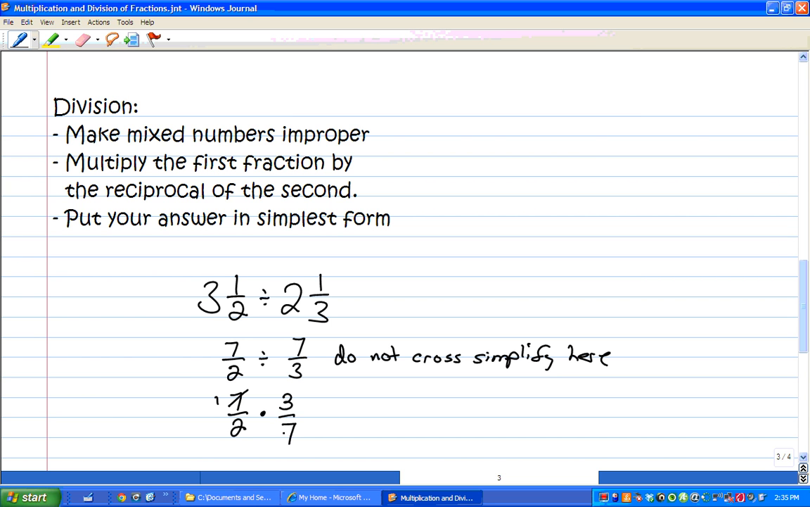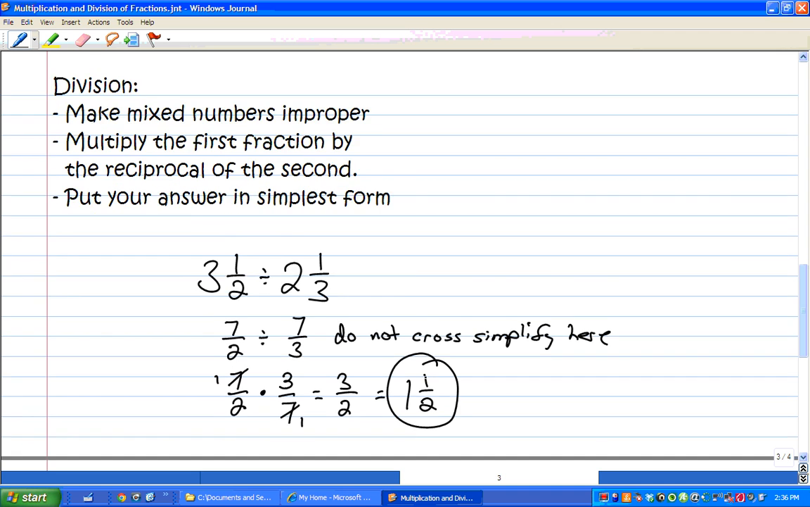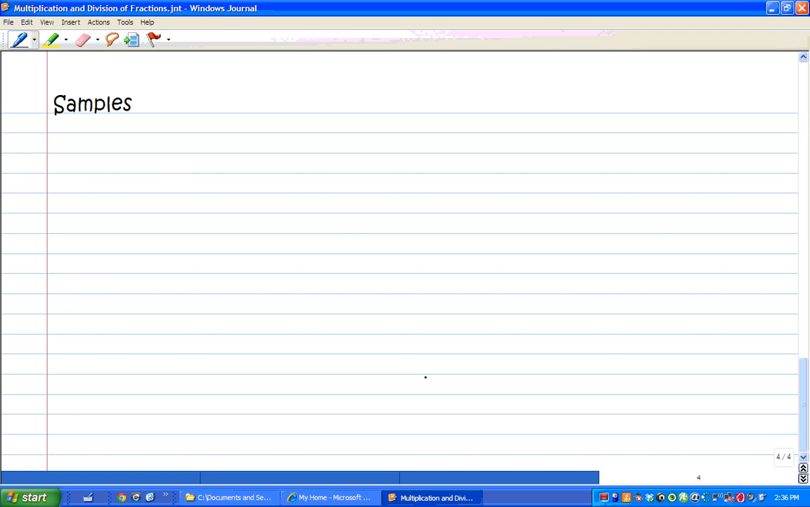7 goes into 7 once. 7 goes into 7 once. 1 times 3 is 3. 2 times 1 is 2. This is equal to 1 1/2. Okay, remember that one step, that not cross simplifying when it's division. Common student mistake. Okay, 2 more samples for you to try.